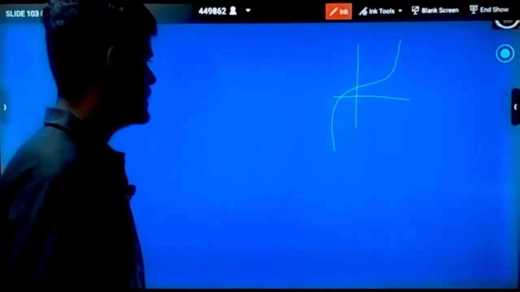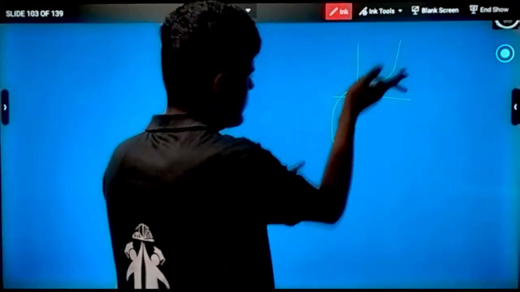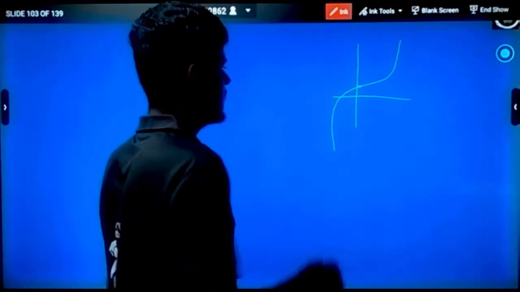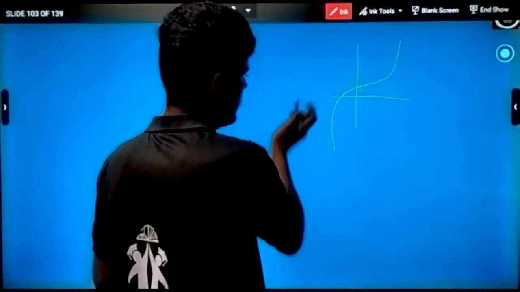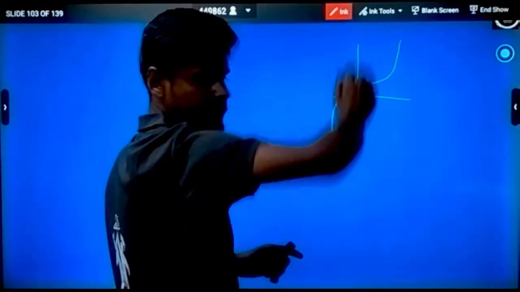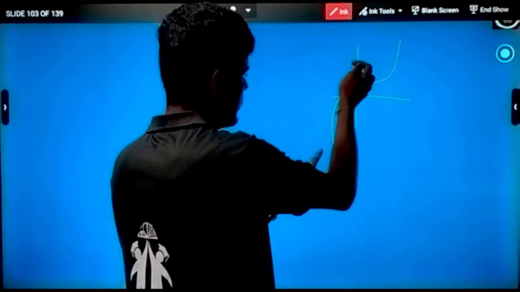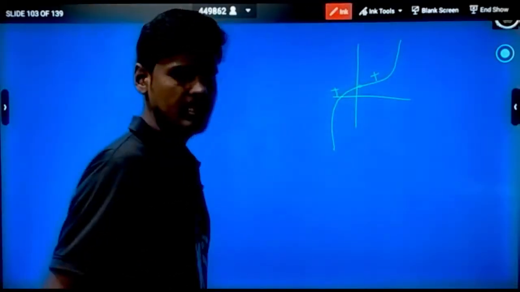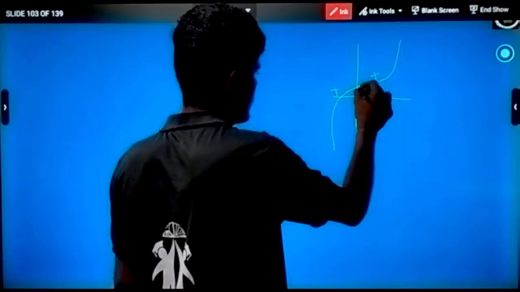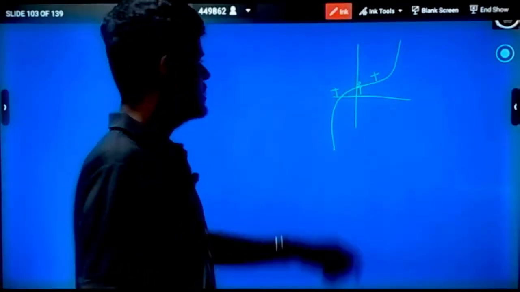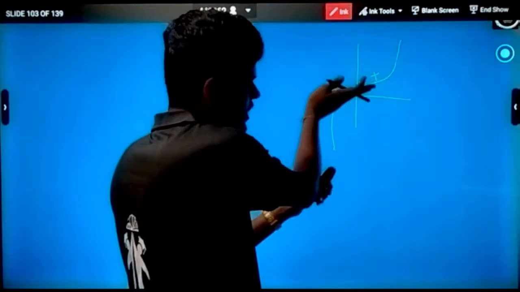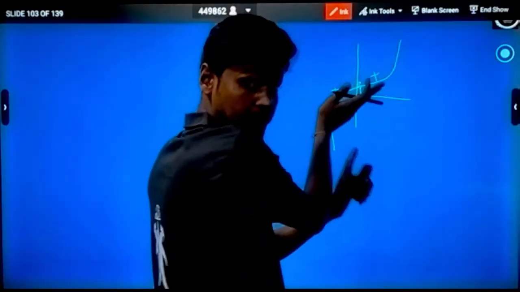That means what is the understanding? The curve changes its curvature, say at this point. For example, at this point f double dash becomes 0 and the curve changes its curvature. Here f dash is increasing always. Again in this region also f dash is increasing. At this point f dash becomes 0. That means this curve, what is the shape of this? It is concave downward, and this is concave upward shape.